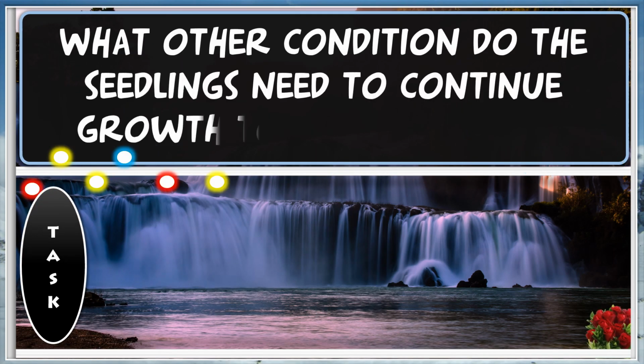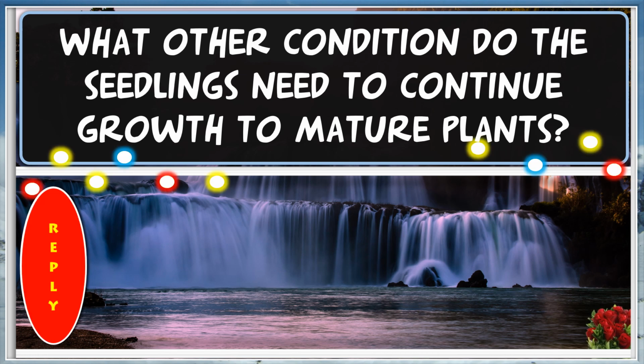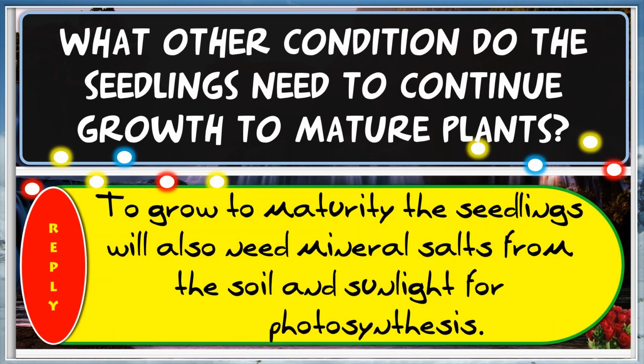What other conditions do seedlings need to continue growth to mature plants? To grow to maturity, the seedlings will also need mineral salts from the soil and sunlight for photosynthesis.